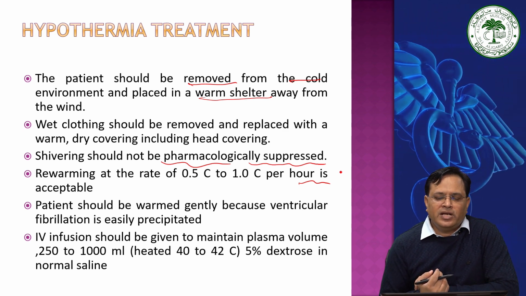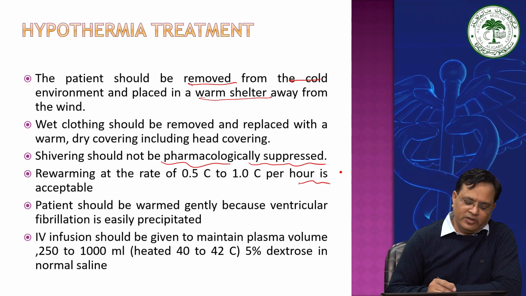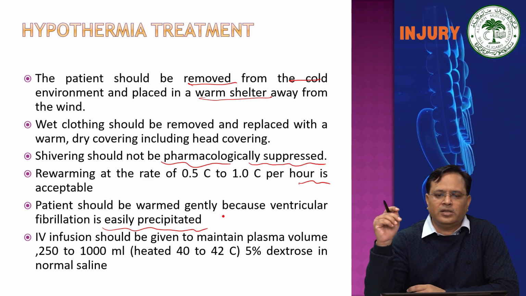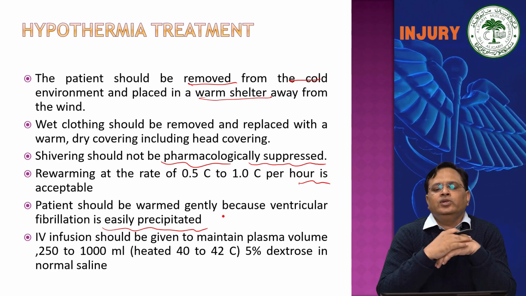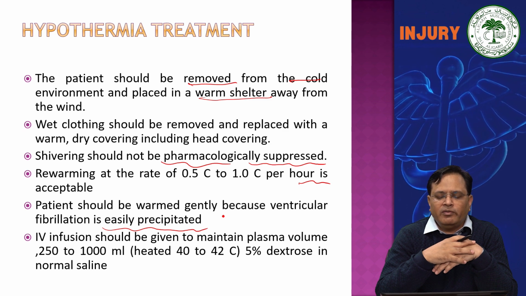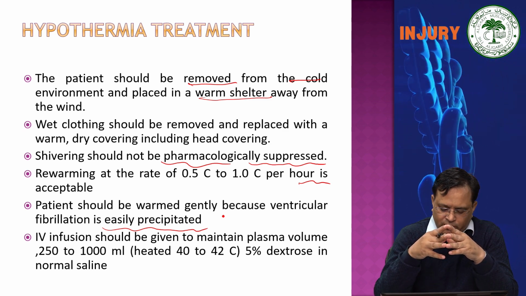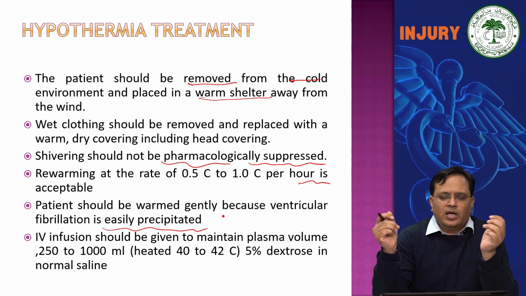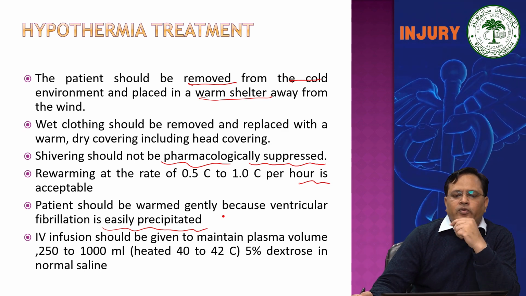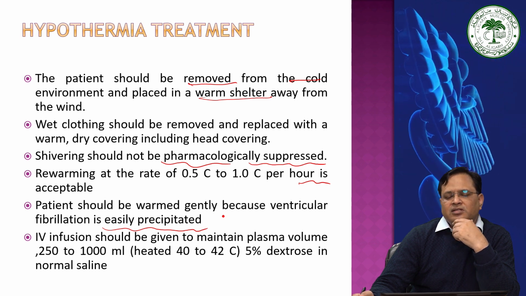The patient should be warmed gently because ventricular fibrillation is easily precipitated. We should be very careful when the temperature is around 28 to 32 degrees centigrade, so that the person may not land up in ventricular arrhythmia or ventricular fibrillation. And IV infusion should be given to maintain the plasma volume, heated to around 40 degrees centigrade, 5% dextrose in normal saline.